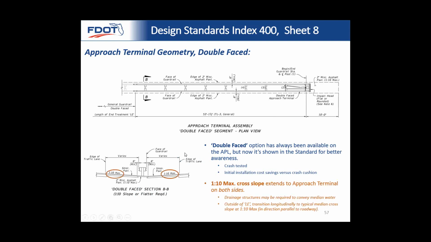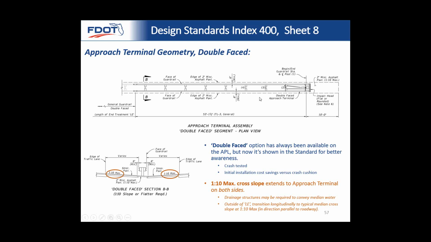The double face segment, real quickly, it's the same philosophy as the other approach terminals. I guess one point of emphasis is that in all of our previous standards, whenever we had double face guardrail, we just showed a symbol for crash cushion on the end, and crash cushions are the most expensive option available, and they're not always necessary. In our IDS, we give a more in-depth explanation on when to use a crash cushion, and the PPM as well. I'm not going to get into it too much, but the default option and the lowest cost option is to use a double face approach terminal.